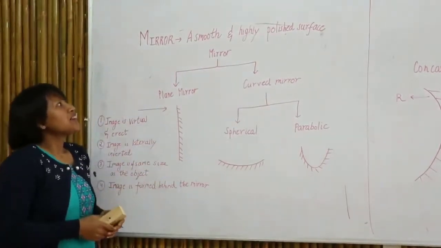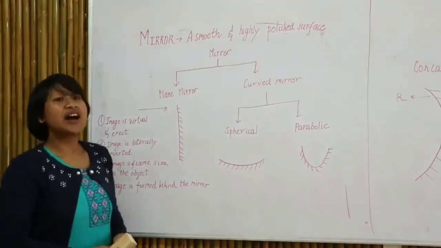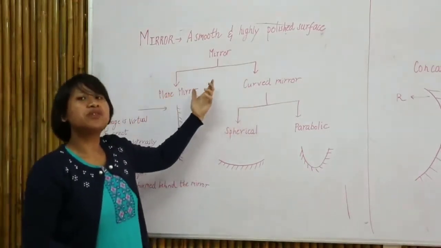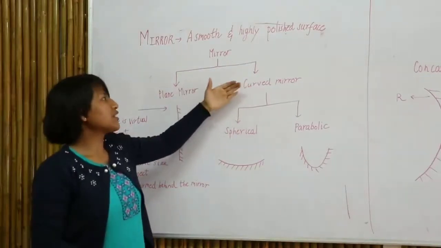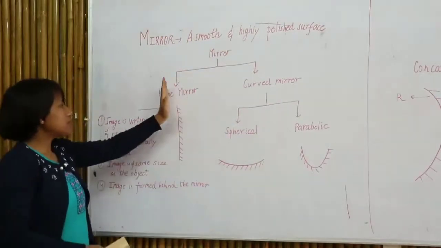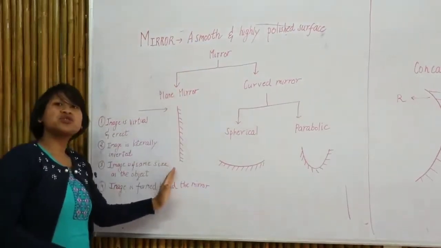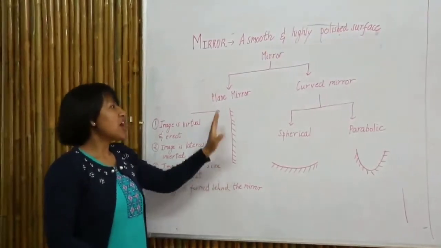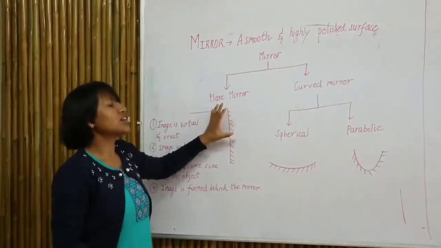Now mirrors are classified as plane and curved. There are two types of mirror: plane and curved. Just from the word, plane means straight, right? Like the mirror which you use at home, that is a plane mirror. Now, some characteristics of the plane mirror.